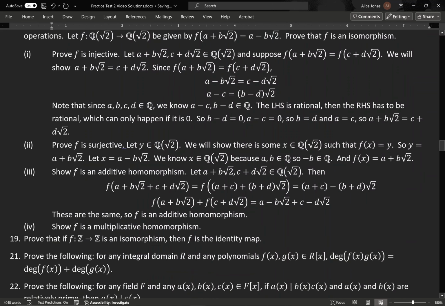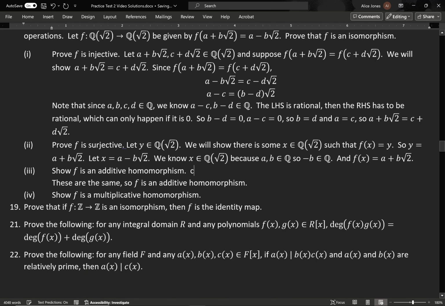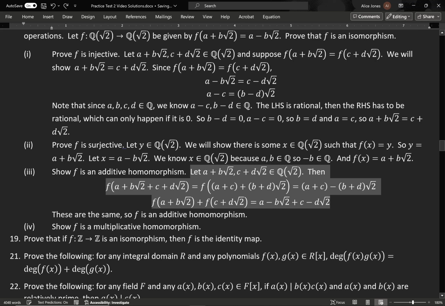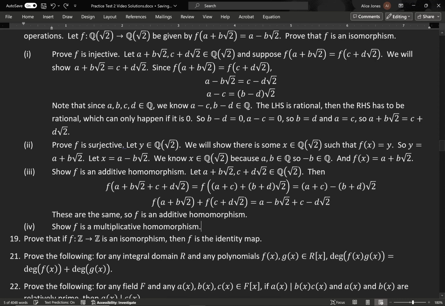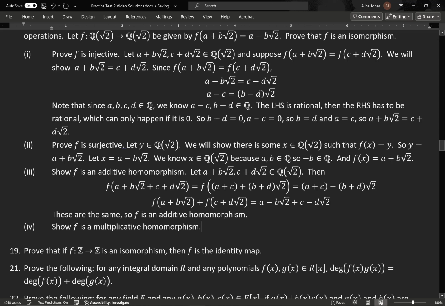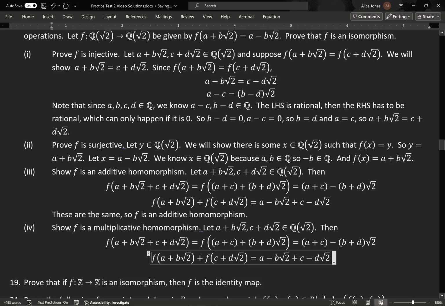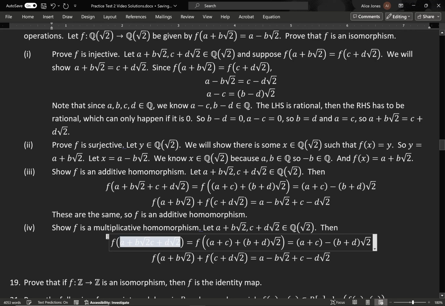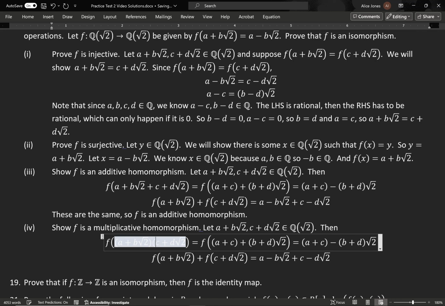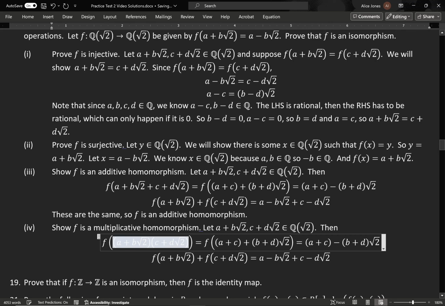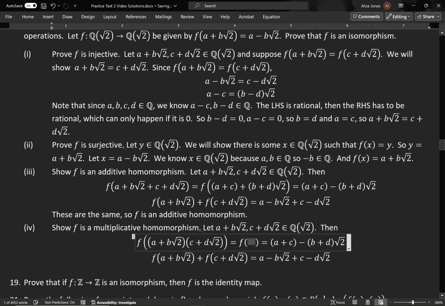Okay, and then I'm just going to copy and paste all this and put some multiplication signs in for the multiplicative part, because it is not much different. Okay, so I need to do multiplication here instead of addition. Oh, this is going to be a little bit trickier, isn't it? Because I've got to multiply these. Okay, so yeah, this is going to be a little bit trickier.